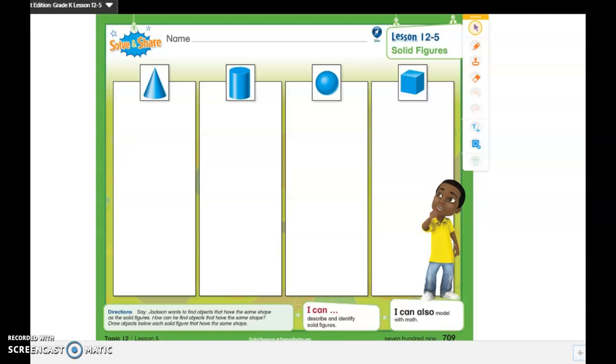Good morning, ladies and gentlemen. We're up to lesson 12.5, solid figures. At the beginning of this topic, we talked about the difference between flat figures, which we called 2D or two-dimensional figures or shapes, and 3D, three-dimensional, solid figures. So today we're going to look at our solid figures.